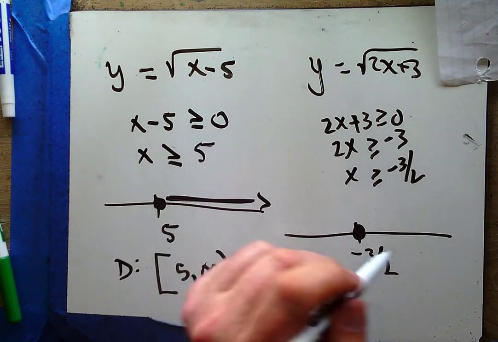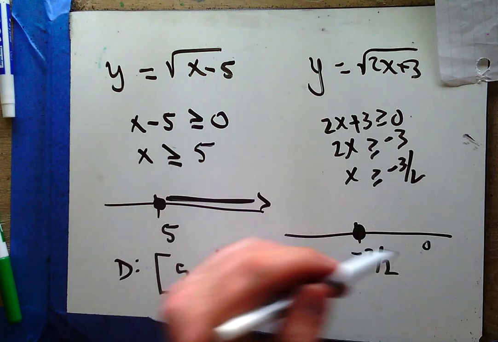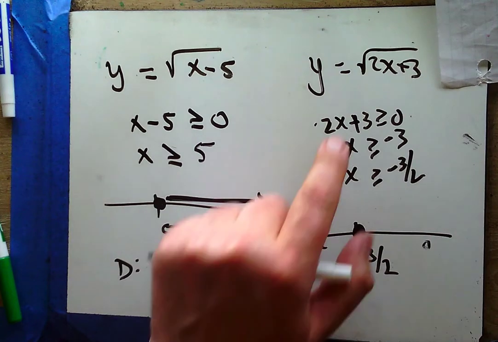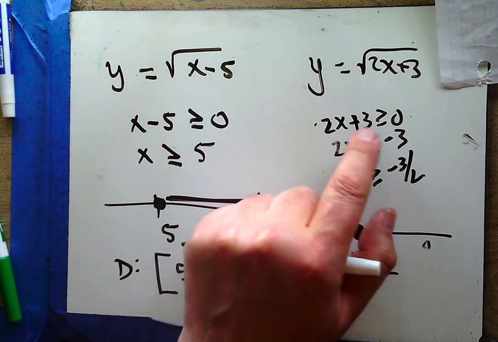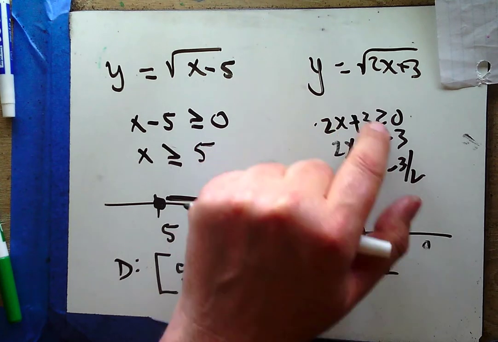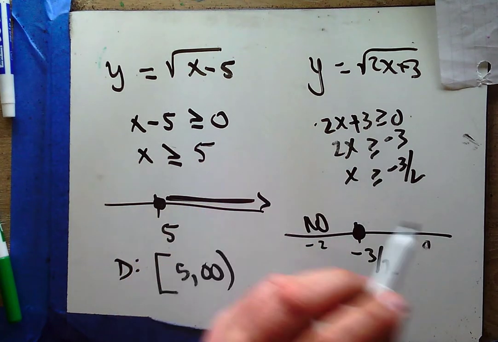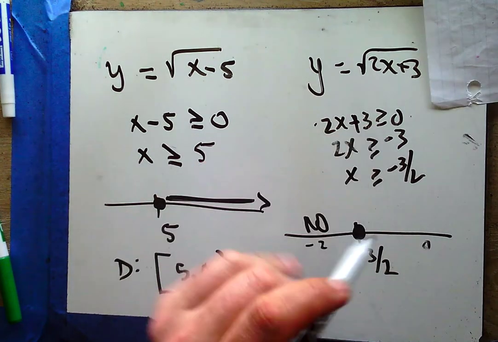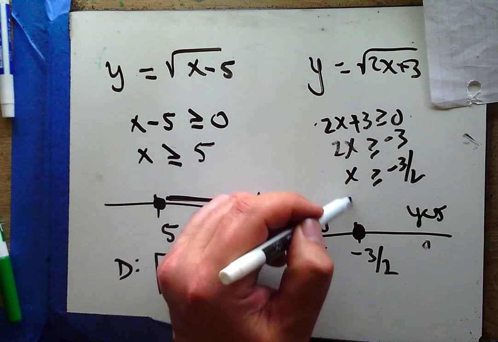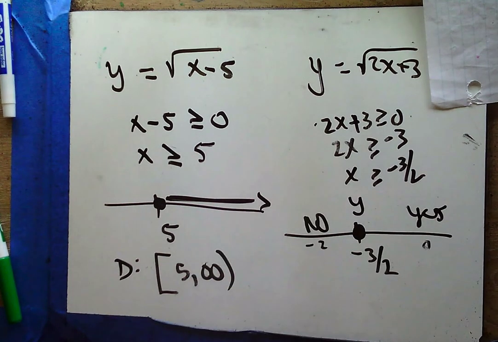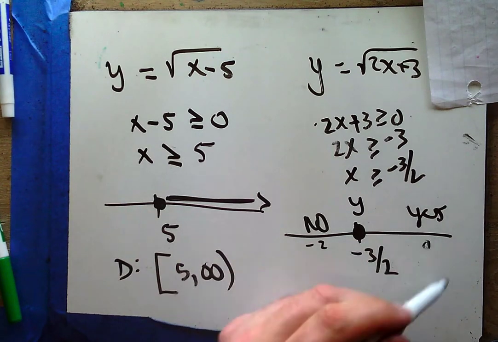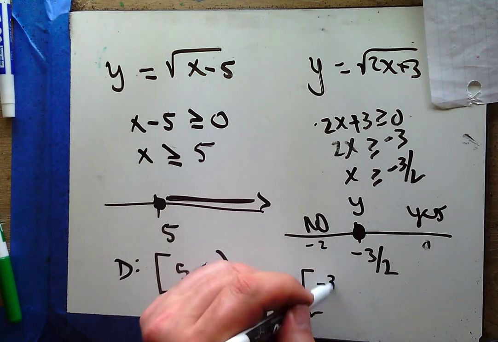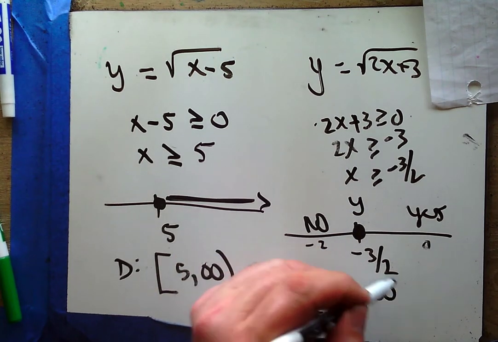Well, if I'm not sure on which side to go, I could always test points in this original inequality. If I plug in a negative 2, 2 times negative 2 is negative 4. Negative 4 plus 3 is negative 1. Is negative 1 greater than or equal to 0? No. What if I plug in a 0? 2 times 0 is 0. 0 plus 3 is 3. Is 3 greater than or equal to 0? Yes. And so, just like we did when we were doing inequalities before, we can use this number line to test values in our inequality to see that our domain should be negative 3 halves to infinity.